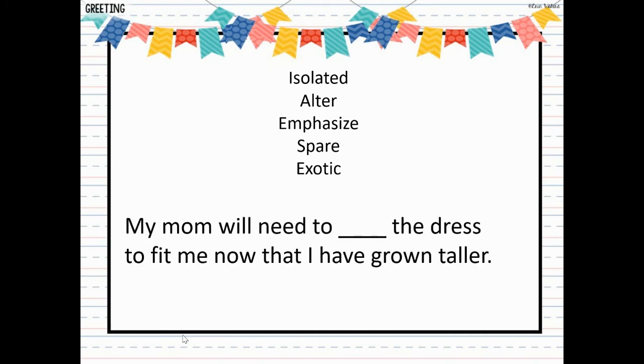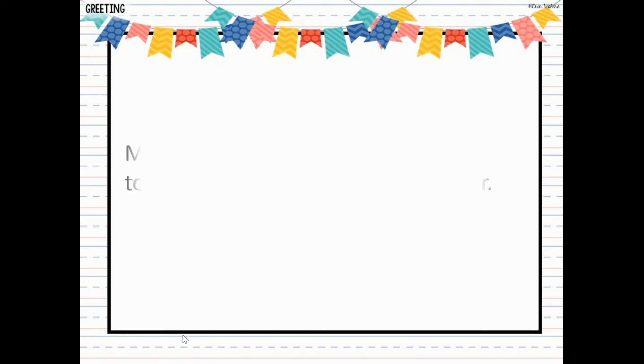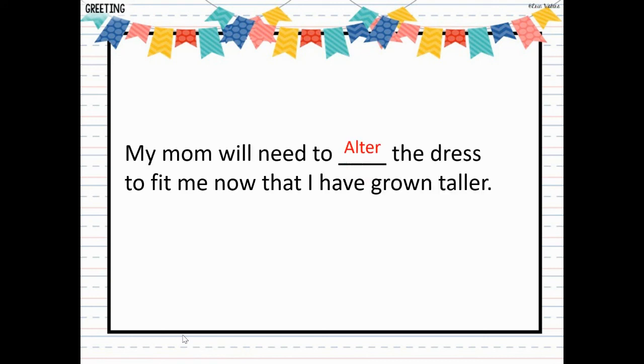My mom will need to blank the dress to fit me now that I have grown taller. What's going to go in the blank? What word is going in the blank? That would be alter. Remember, alter means to change. So she needs to change the dress because you're taller. It needs to be longer.